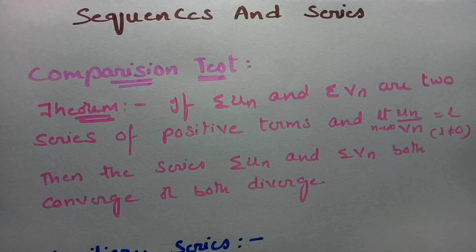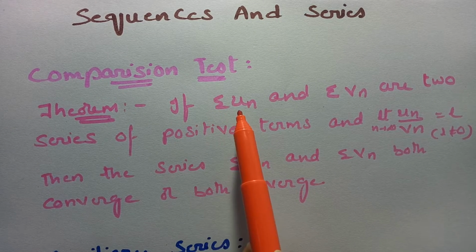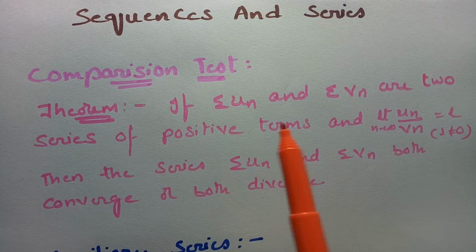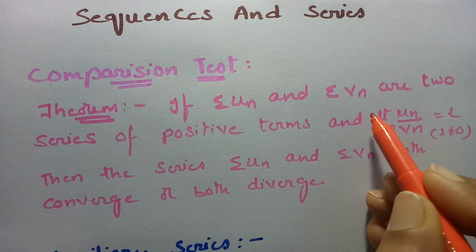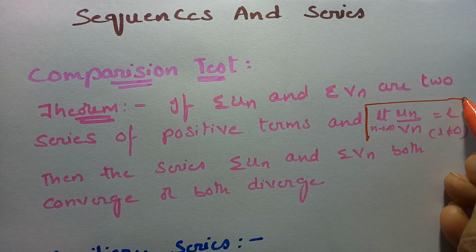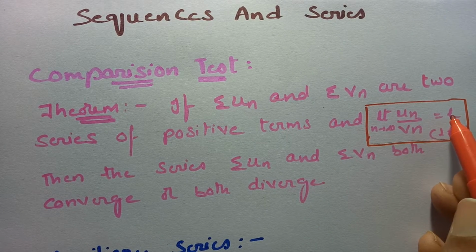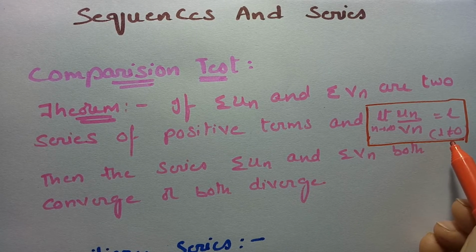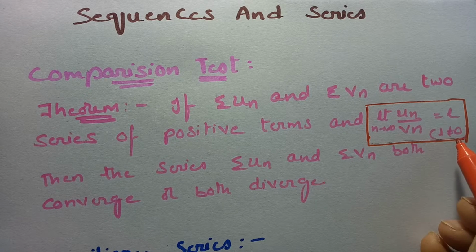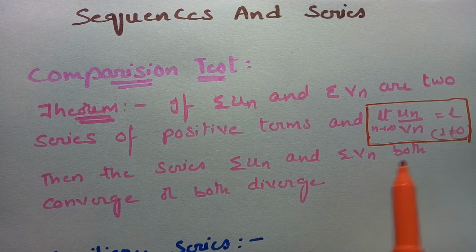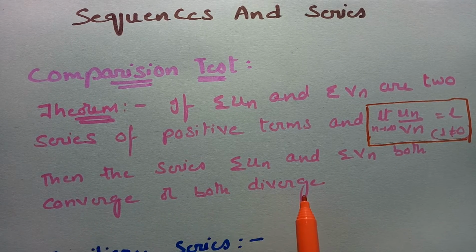In this video, we are going to discuss the comparison test from sequences and series. So what is this comparison test? If sigma un and sigma vn are any two positive series and limit n tends to infinity, un by vn is equal to L, and that L value shouldn't be 0, not equal to 0, then the series sigma un and sigma vn both converge or both diverge.